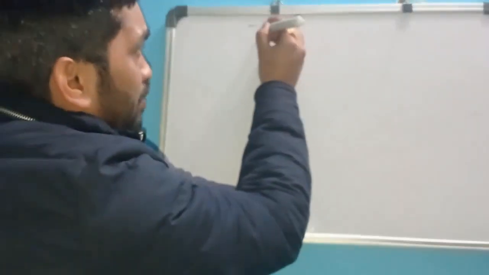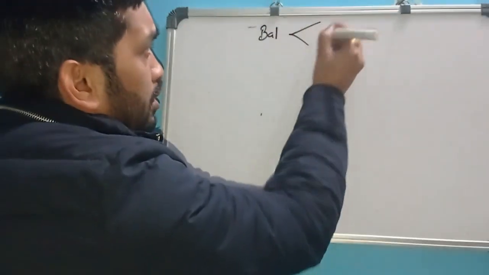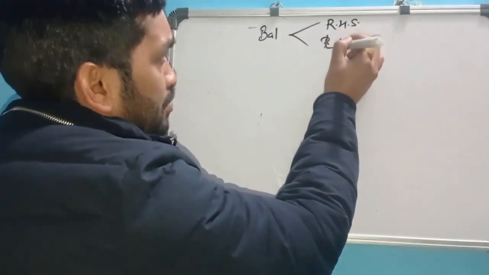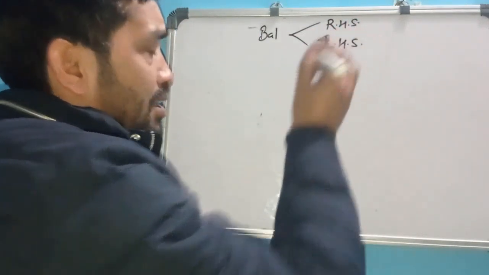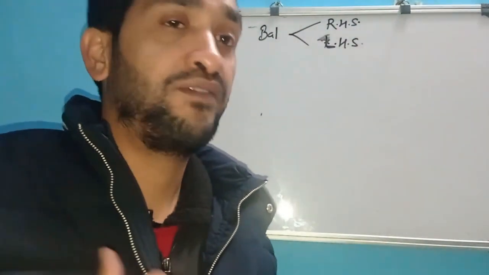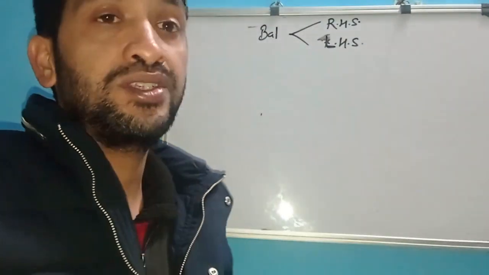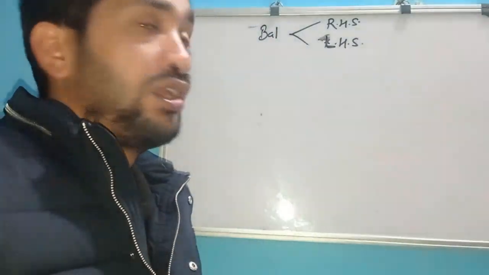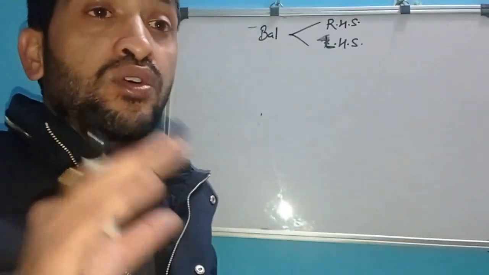See, for balancing a chemical reaction, first of all, divide a reaction into RHS and LHS, right hand side part and left hand side part. Then what you have to do is count the number of atoms. No compound, no molecules, you have to count the number of atoms. You have to focus on the atoms.